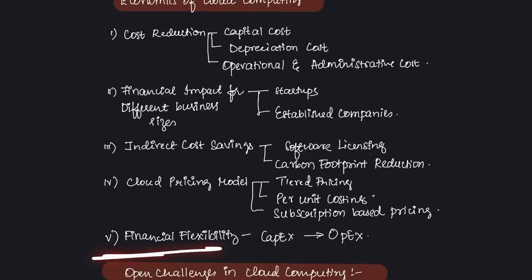Next we have financial flexibility. By making use of cloud computing, I can shift from capital expenditure, CAPEX, to operational expenditure, OPEX. So instead of committing a large amount of capital to buy new hardware and software, I can go with cloud resources and pay only for what I use, thereby reducing the costs and aligning better with the business growth here.